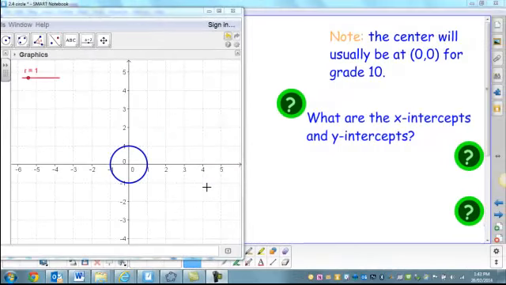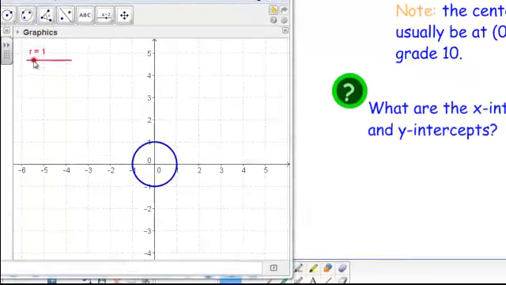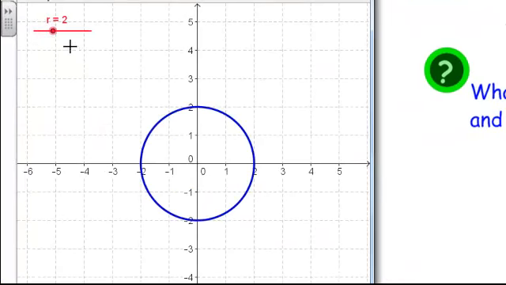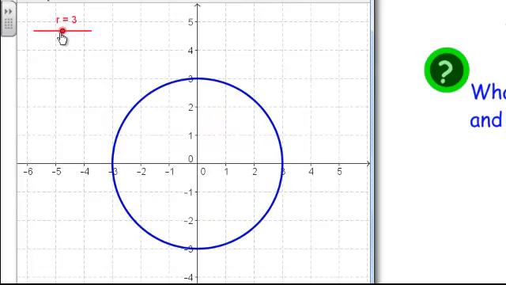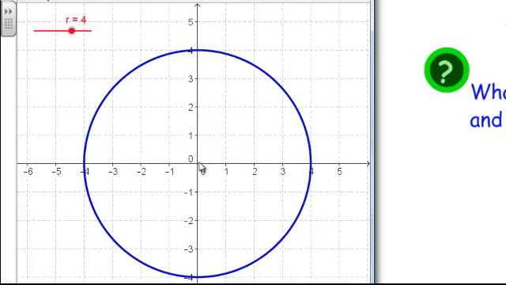I've opened up a GeoGebra file, and I'm just showing you here a circle that has a center of 0, 0 and a radius of 1. If I take my radius slider and move it to the right, I can get a radius of 2 and 3 and so on. You can see the center of the circle is always at 0, 0. And if we're looking at the x and y intercepts of this circle, it's interesting that they are always at the same number as the radius. And of course that makes sense.